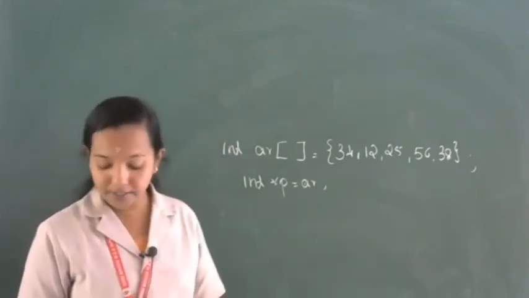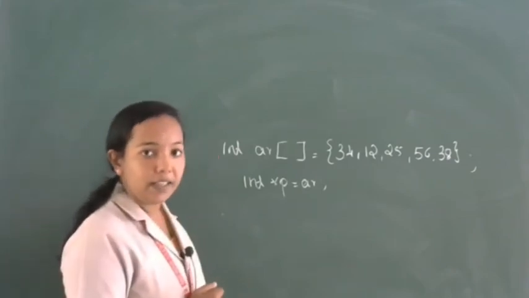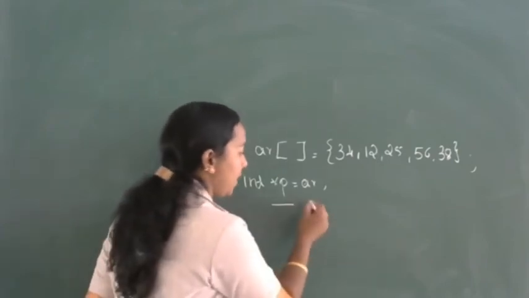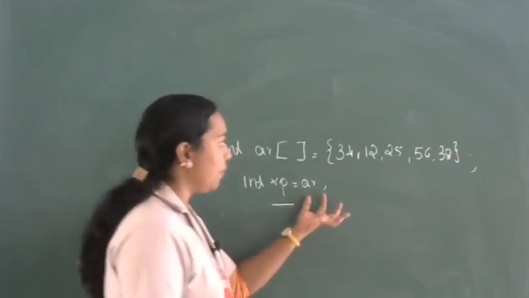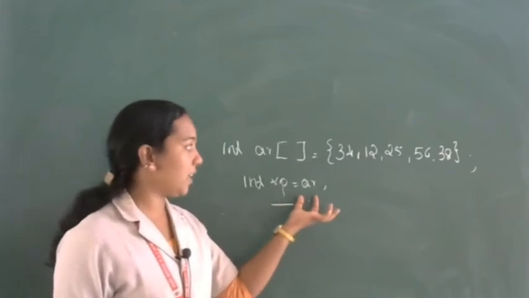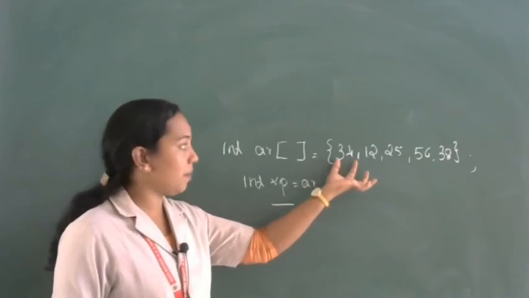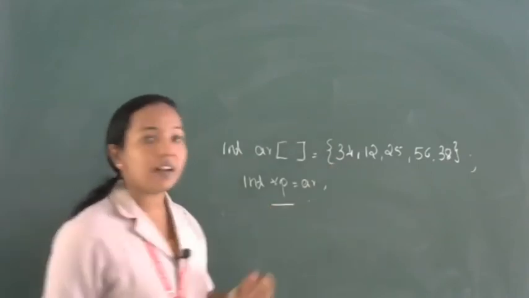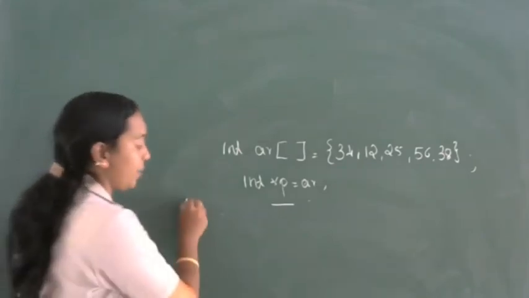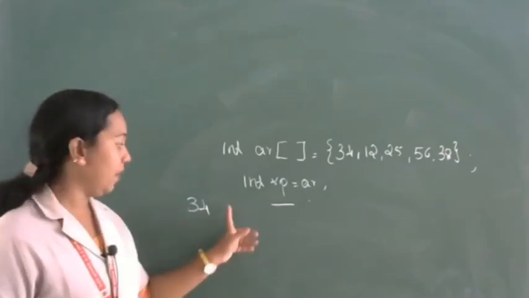Then the first question is, what will be the content of P? Star P is equal to AR. That means we are assigning the base address to this pointer. Base address means the first element. The first location represents 34. So what will be the content of P? The first element present in the array AR. What is the first element? 34.